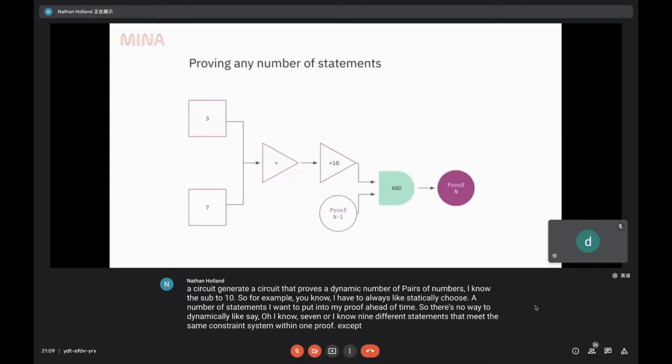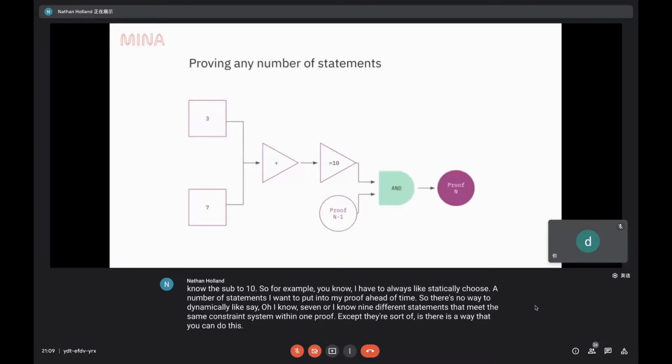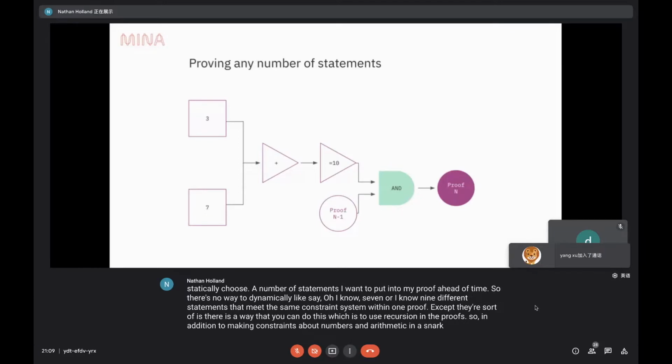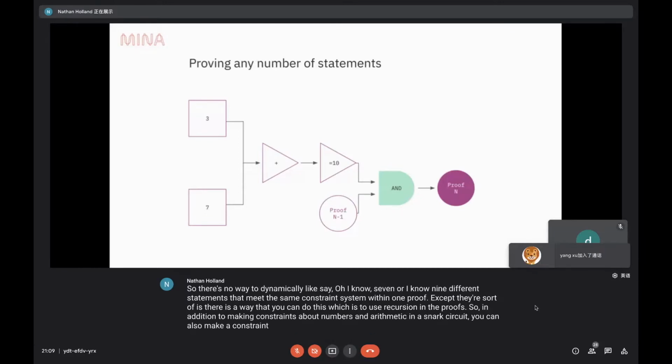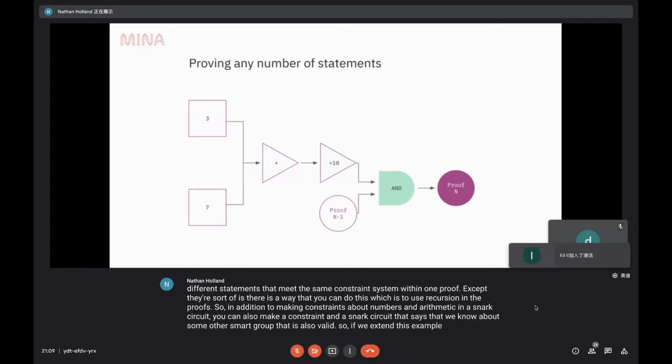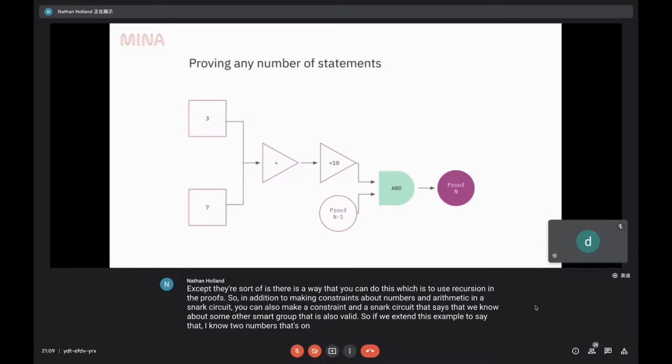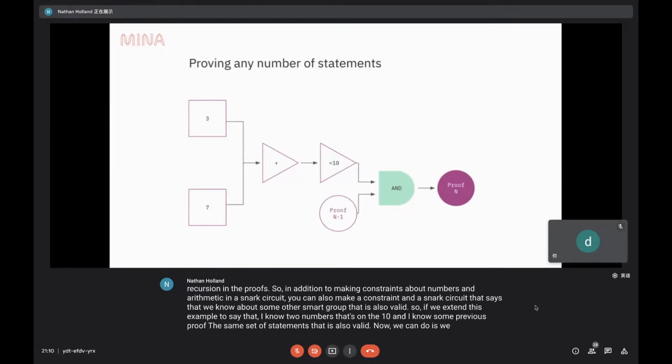Except that there sort of is. There is a way that you can do this, which is to use recursion in the proofs. So in addition to making constraints about numbers and arithmetic in the SNARK circuit, you can also make a constraint that says that we know about some other SNARK proof that is also valid. So if we extend this example to say that I know 2 numbers that sum to 10, and I know some previous proof of the same set of statements that is also valid, now we can chain proofs back to back.